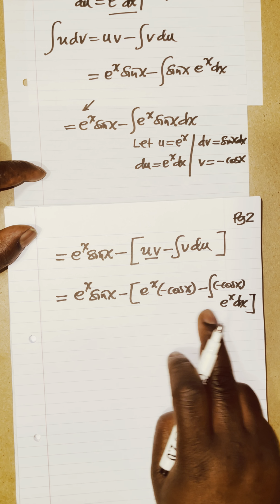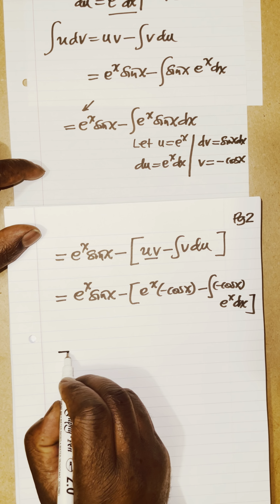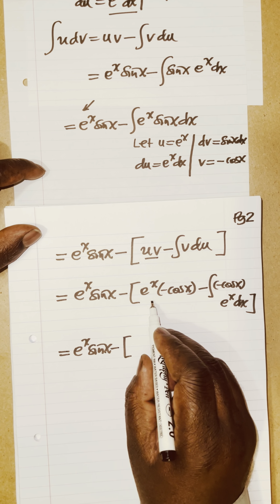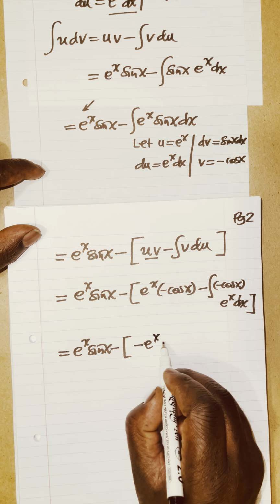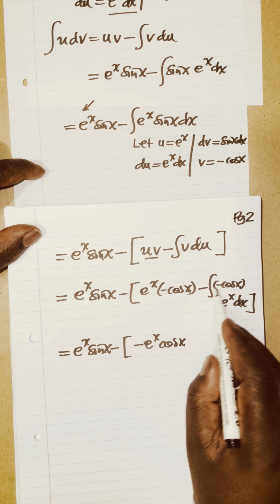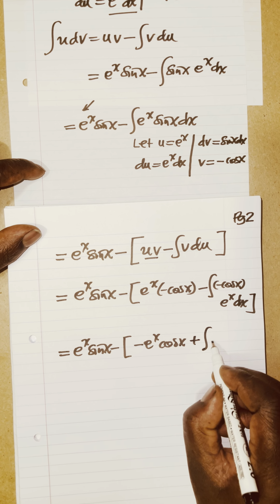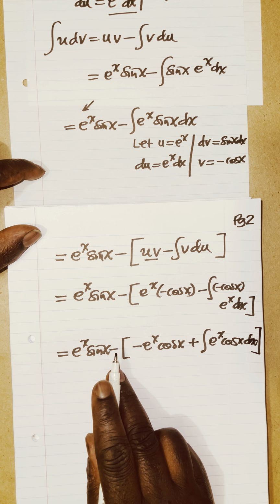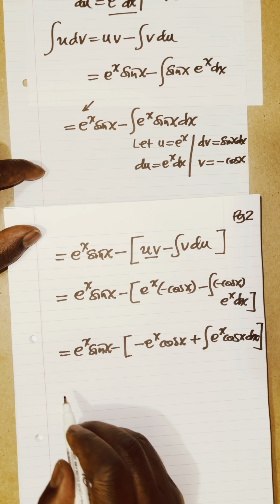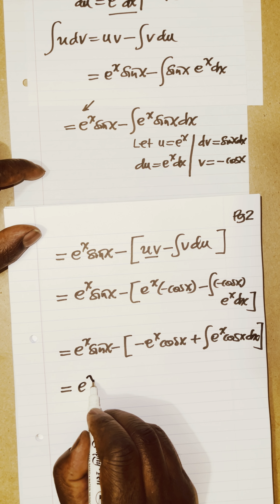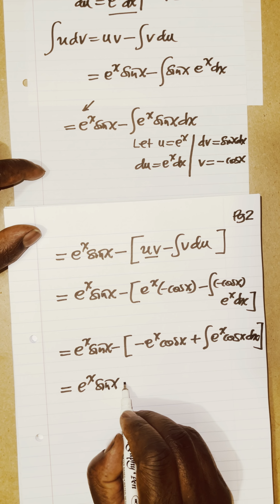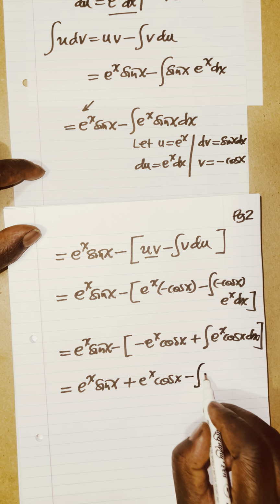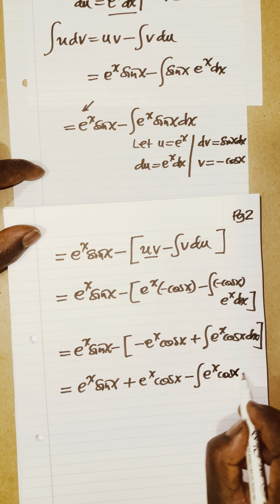Now we remove the brackets first. This is the same as e to the power x sine x minus, I'll keep this one, then this part will be minus e to the power x cos x. And minus minus will be plus the integral of e to the power x cos x dx. Now I can remove these brackets, distributing the minus one outside. I have e to the power x sine x, plus e to the power x cos x, and then minus the integral of e to the power x cos x dx.